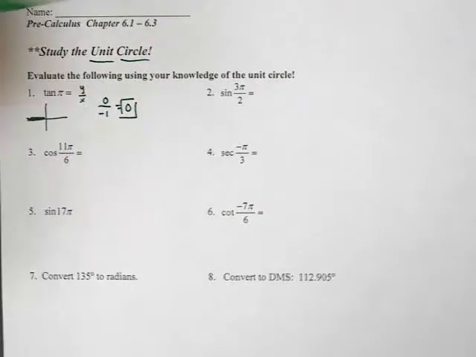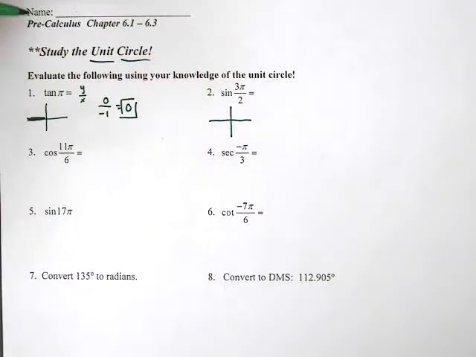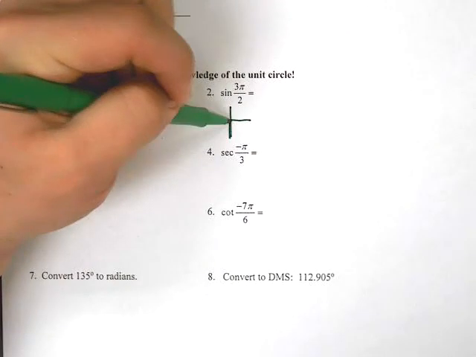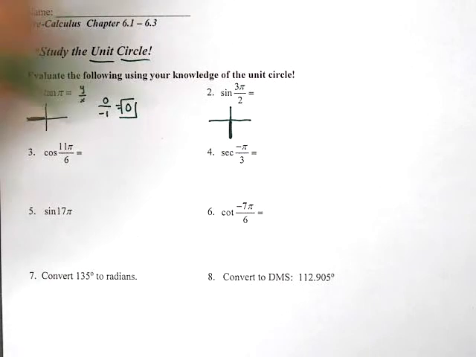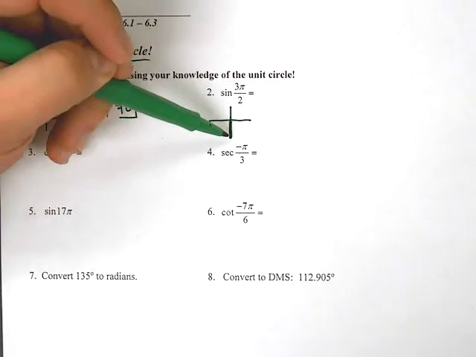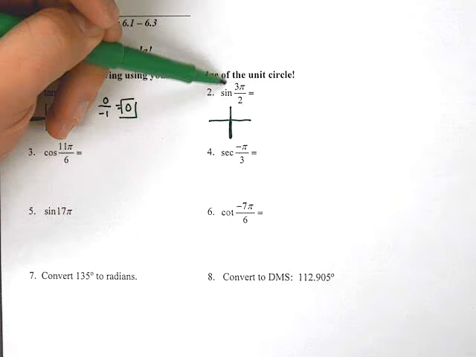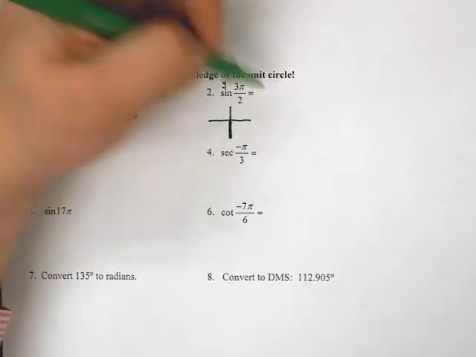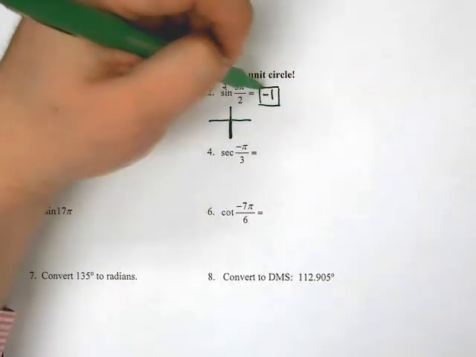We could keep going. Now we have sine 3 pi over 2. Well, 3 pi over 2 is straight down. We know that the coordinates going straight down are 0, -1, and we just need to remember that sine is always the y value. It goes with the y. So here we're at -1.